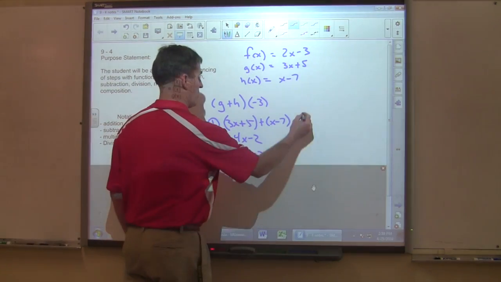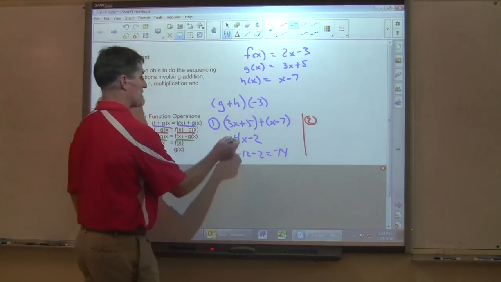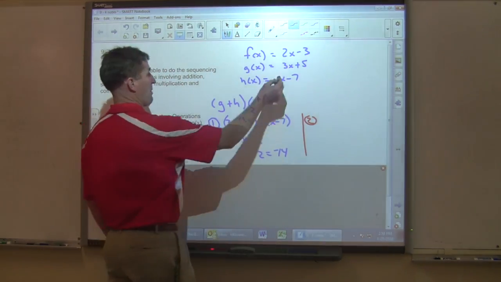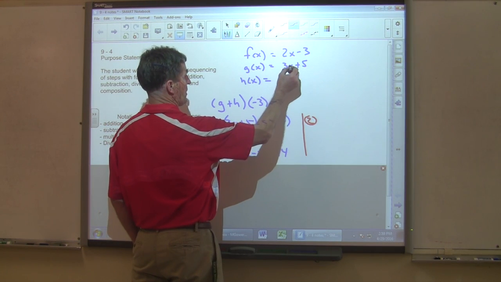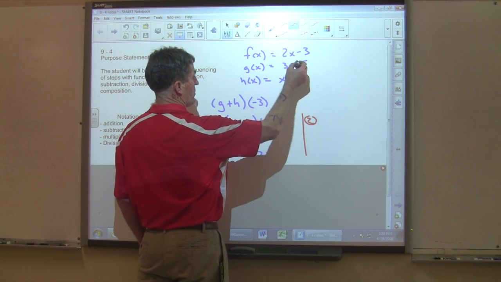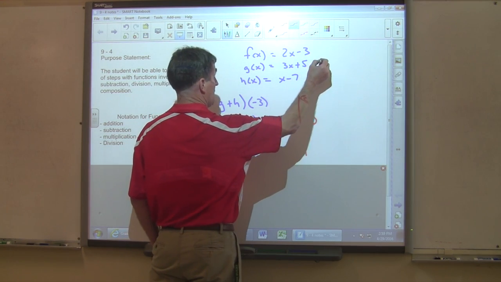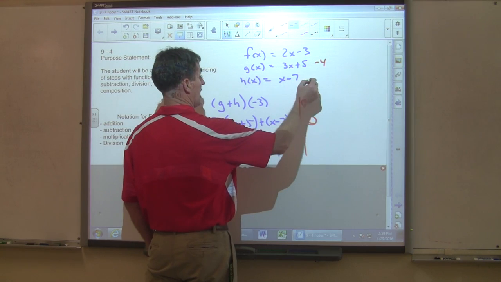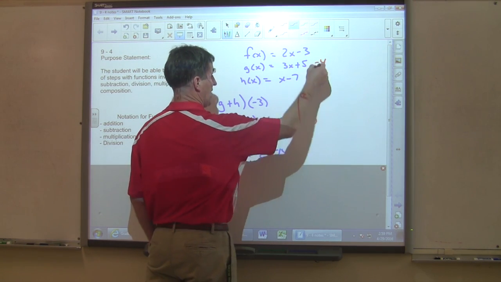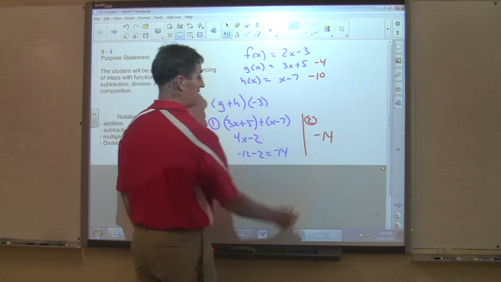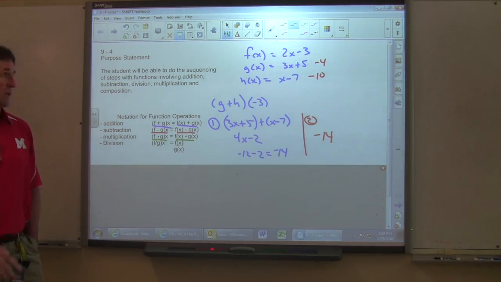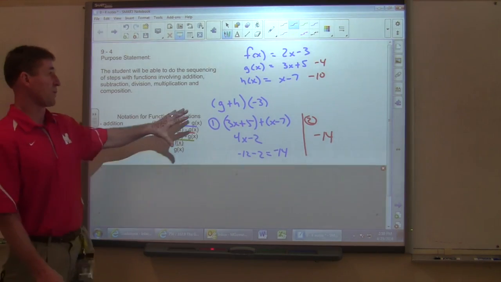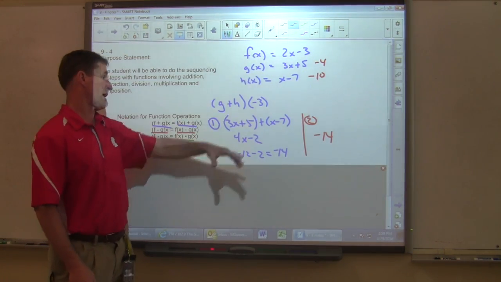The second way to do it is we can just plug in negative 3 into both of those. If I plug negative 3 in here, I get 3 times negative 3, which is negative 9, plus 5 is a negative 4. And plug in negative 3 here, and negative 3 minus 7 is a negative 10. Then I can add those together and get negative 14. So it doesn't make any difference which way you do it. But this is what they'll be asking you to do on part of the assignment.